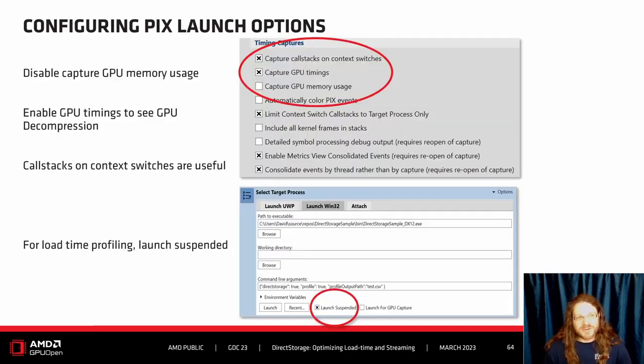We like to disable the GPU memory usage capture option. And the reason we do this is because it seems to create more context switches, which is more overhead that you'd be profiling and may not help you dig into the data that you're actually after.